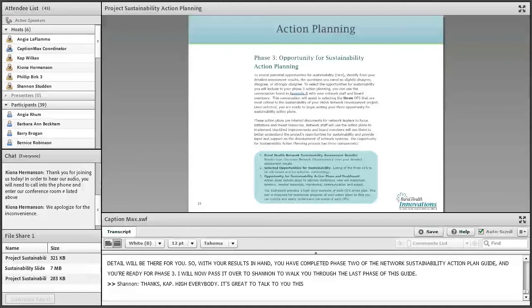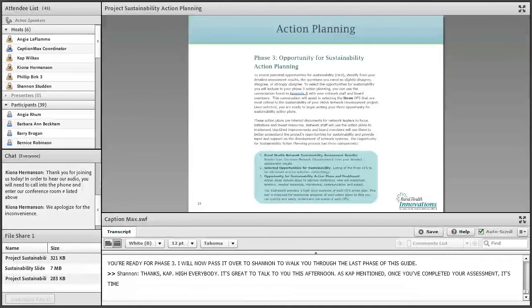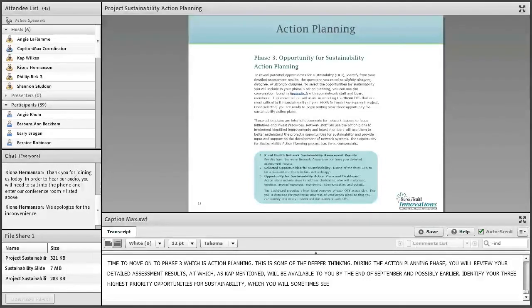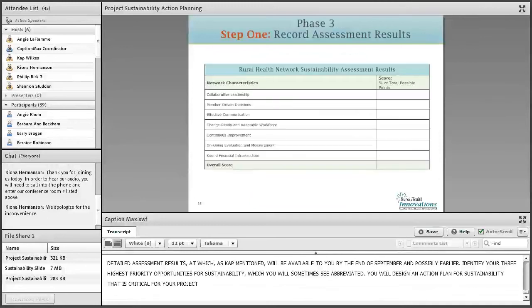So as Cap mentioned, once you've completed your assessment, it's time to move on to phase 3, which is action planning. And this is where the real work begins and some of the deeper thinking. During the action planning phase, you'll review your detailed assessment results, which, as Cap mentioned, will be available to you by the end of September and possibly earlier. Identify your 3 highest priority opportunities for sustainability, which you'll sometimes see in the guide abbreviated as OFS. And you'll design an action plan around each of the 3 opportunities for sustainability that you've identified as most critical for your project. So let's look at each of these steps in a little bit more detail.